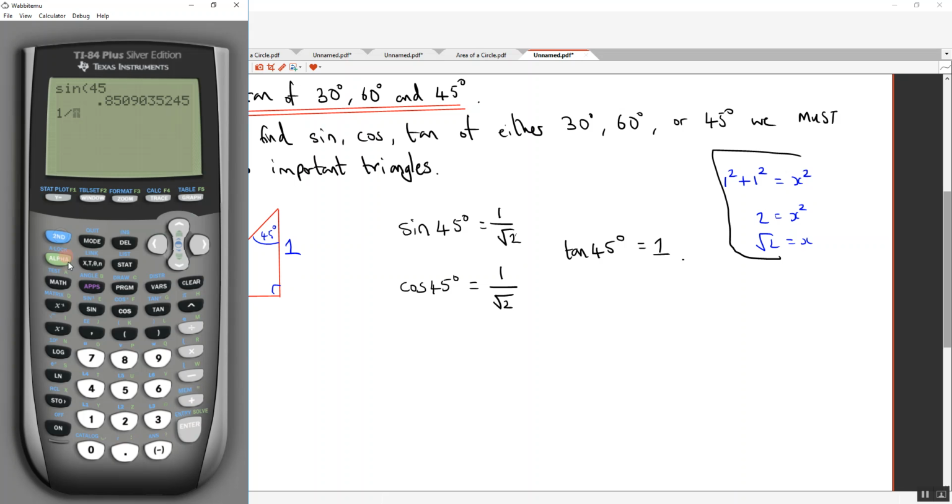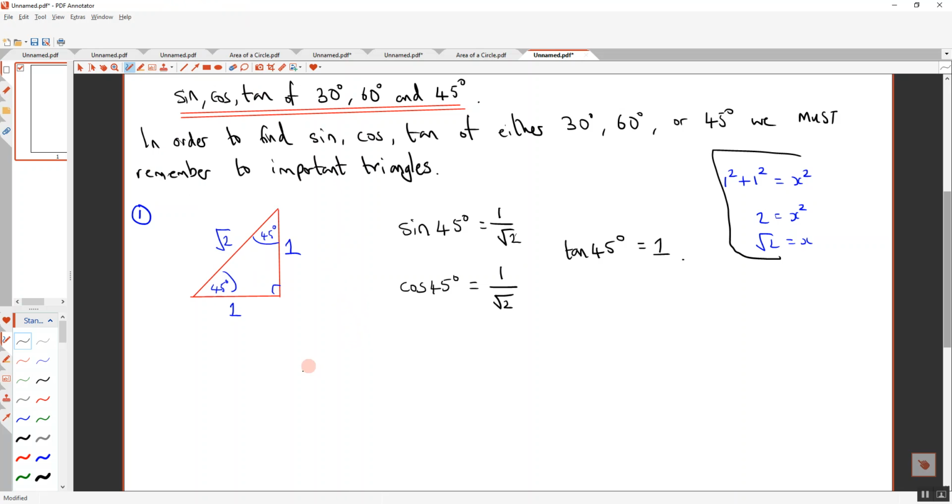Where's my square root button? Second. Uh-oh. What have I done wrong? Actually, I'm in the wrong mode. Okay, so we need to be in degrees. Alright, we'll talk about degrees shortly, okay? Sine of 45, 0.707, okay? It's the same as 1 over root 2. All good? Okay, good. Right.